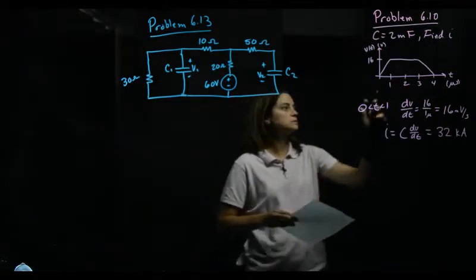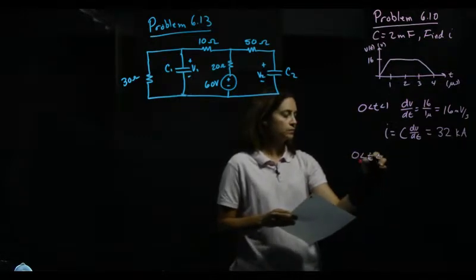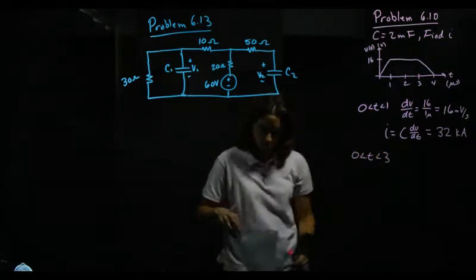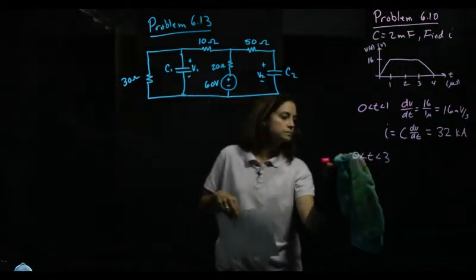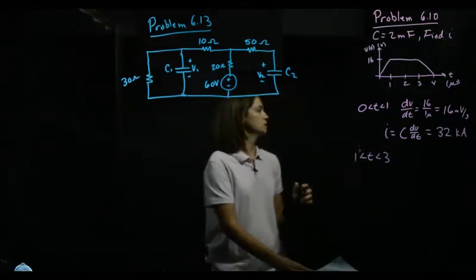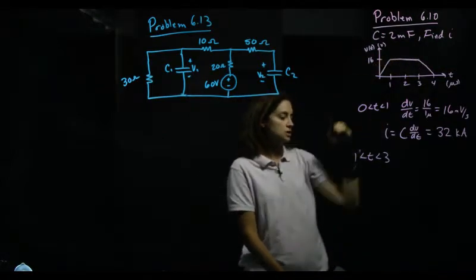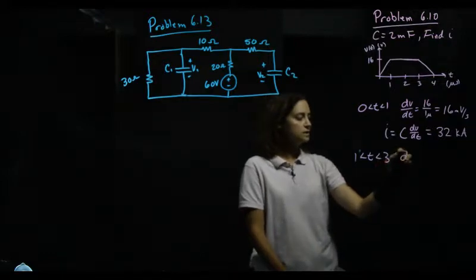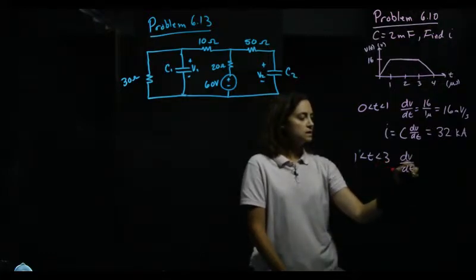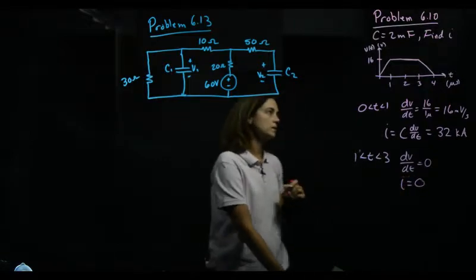My next one, between 1 and 3, is my next region. Now I wrote a 0. I meant to write a 1. Fix that. Between 1 and 3, I stay flat at 16, right? There's no change. So my dV by dt is 0. Therefore, my current is 0.